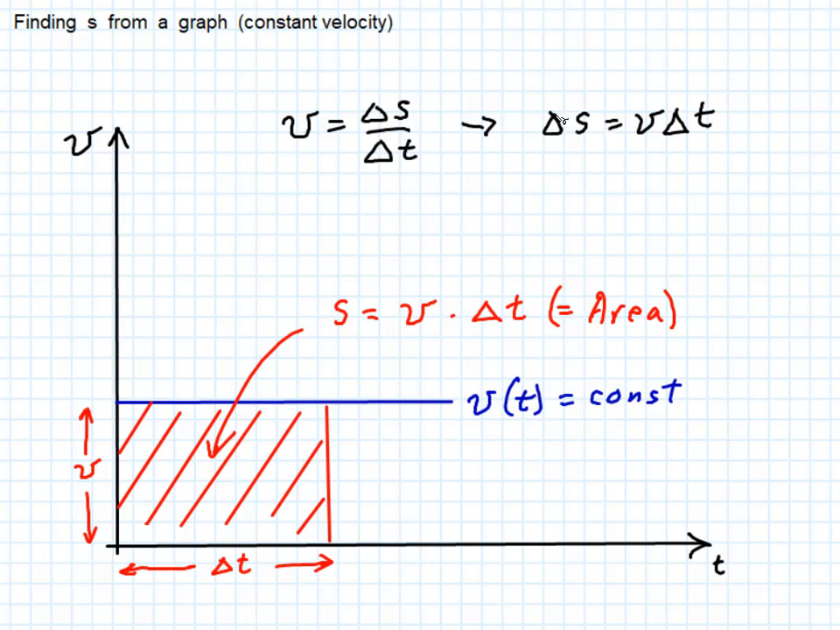Notice that the same algebra applies, except the names have changed. And so if I solve for delta s, it's v delta t, okay? And v is the height of this graph, and delta t is the length of this rectangle. And so the one times the other is simply the area. And so here's the area under the graph of velocity versus time, and that's going to give us our change in displacement. That's going to give us how much we've moved.